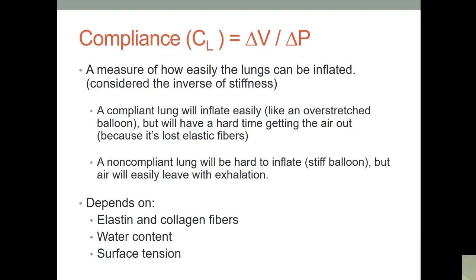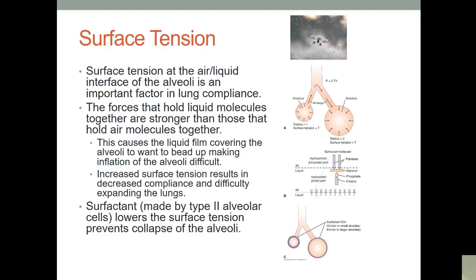Now, compliance is also going to depend on the elastin and collagen fibers. Like I mentioned with the overly compliant lung, we've lost elastin fibers. Or if we have too many collagen fibers, that can make a non-compliant lung. It's also going to be dependent on water content and surface tension. Let's take a look at surface tension. So surface tension at the air-liquid interface is an important factor in lung compliance.